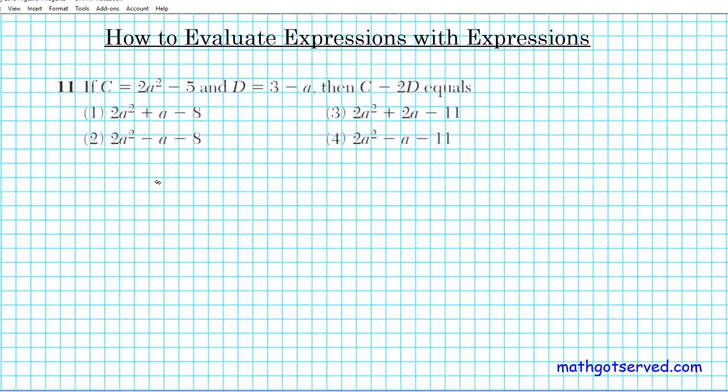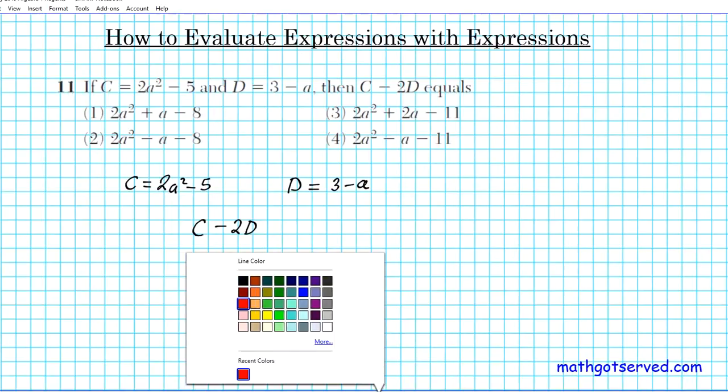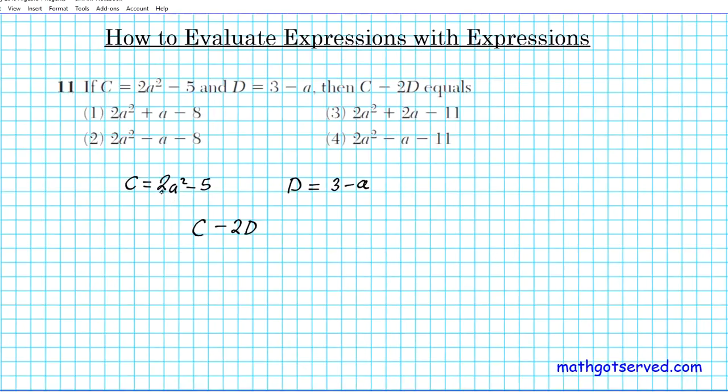specifying what c and d are. In this problem, c is 2a squared minus 5, and d is 3 minus a. Then we have to evaluate this expression, c minus 2d, using these two pieces of information. All we're simply going to do here is take the c value, which is 2a squared minus 5, and substitute it for c in this expression. Then we take the d value, which is 3 minus a, and substitute it for d in this expression right here, and then evaluate.